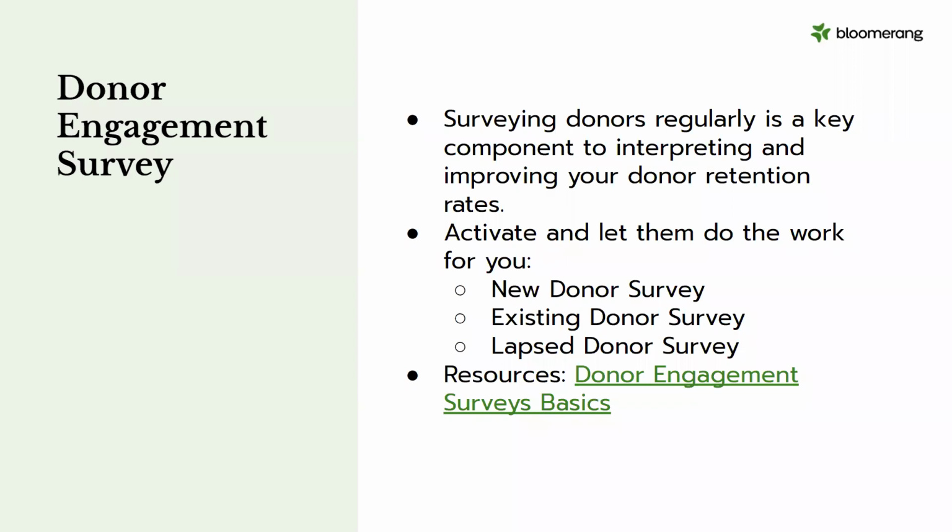So our new donor survey has 10 questions. Our existing donor survey has 15. Our lapsed donor survey only has 1 question, which is, why did you stop giving? And this automatically goes out to donors that have lapsed or haven't given for over 12 months. Even if a donor has lapsed, you still want to know why they stopped giving, and perhaps that will help you re-engage them and get them supporting your organization again.